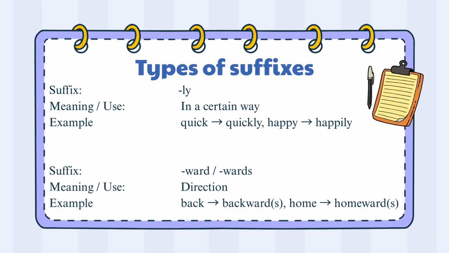We have the LY. LY is used to mean something is in a certain way. Quick, quickly. Happy, happily. The next example, still under this type of suffix, is WARD and WARDS. These suffixes are used to show direction. Example: back, backward or backwards. Home, homewards.